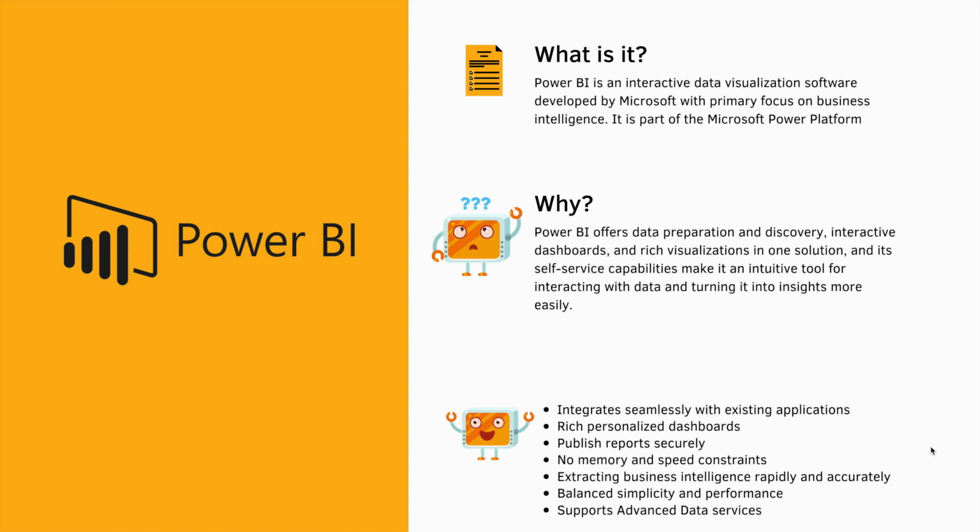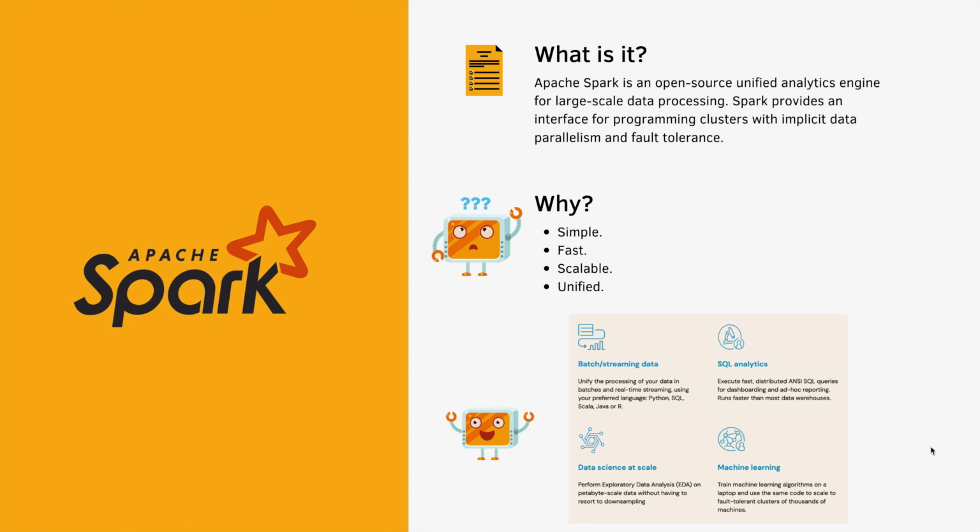Next comes Apache Spark. It's an open source unified analytics engine for large scale data processing. If you are working on big data, then this is your tool. Spark provides an interface for programming clusters with implicit data parallelism and fault tolerance. Why should you go for that? Well, it's simple, fast, scalable, and unified. And it gives you a lot of advantages as well, like batch streaming of data, SQL analytics, data science at scale, machine learning, everything you will get in this one.